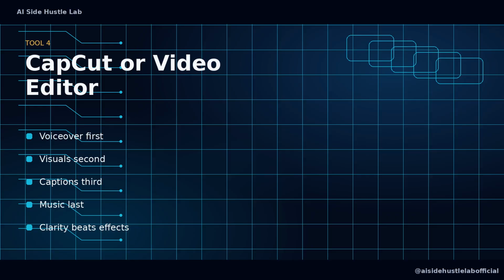For a faceless channel, you do not need a Hollywood edit. You need clear pacing, readable captions, screen recordings, simple zooms, and visuals that match what the voiceover is saying.